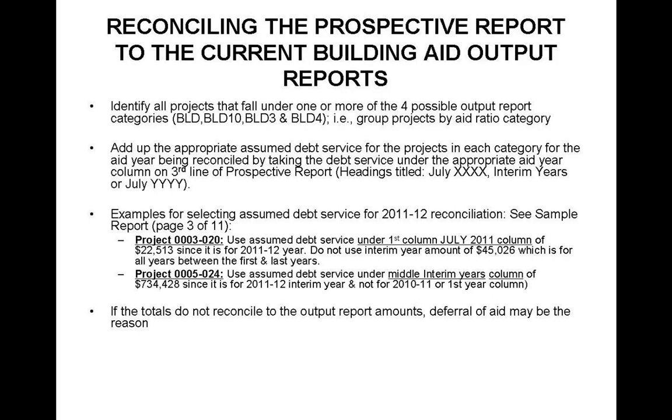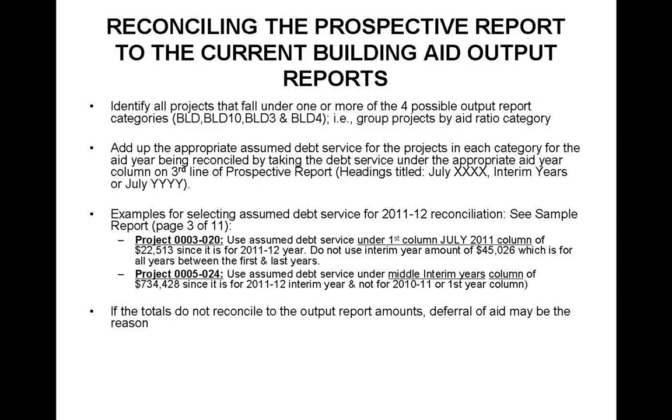Now, 2 examples. If we were selecting the assumed debt service for the 11-12 reconciliation, if we go to page 3 of 11, and we look at the first project, project 320, and you see we're trying to reconcile again the 11-12 debt service. So we are going to use the assumed debt service under the first column, the July 2011 column, and we're going to pick up that $22,513 figure since we're in the 11-12 year. In this case, we would not be using the interim year, the $45,026, because that is for the aid for all the in-between years, in between the first and last year.